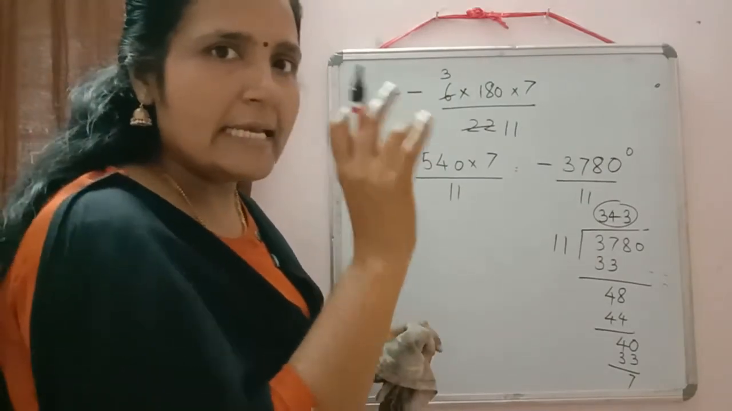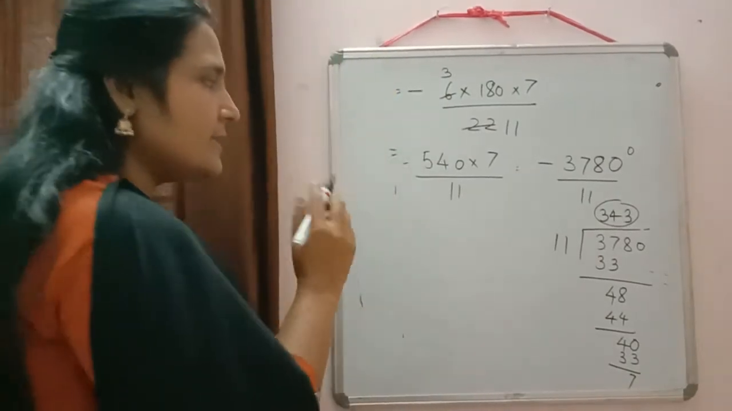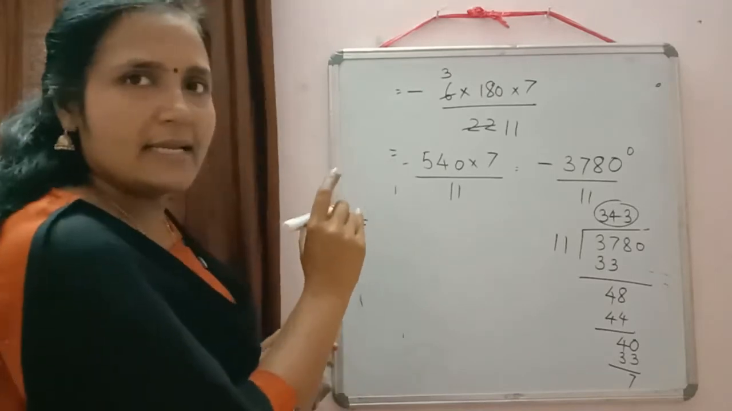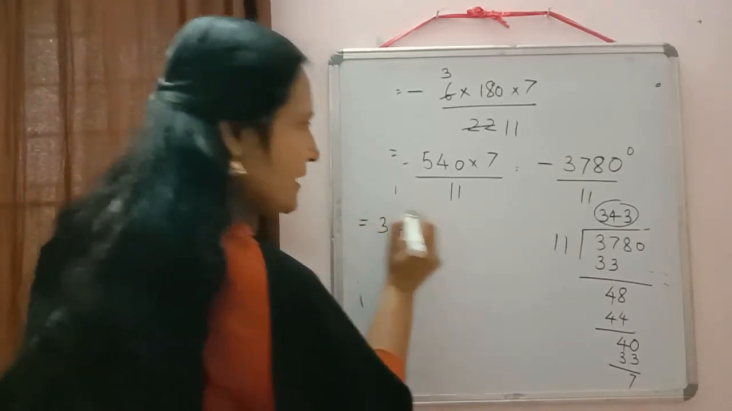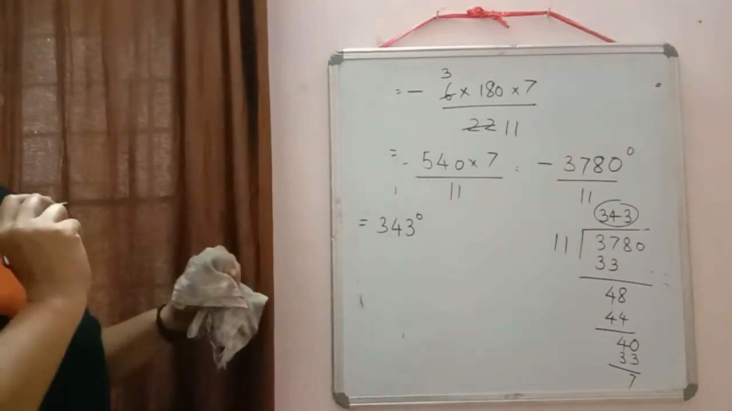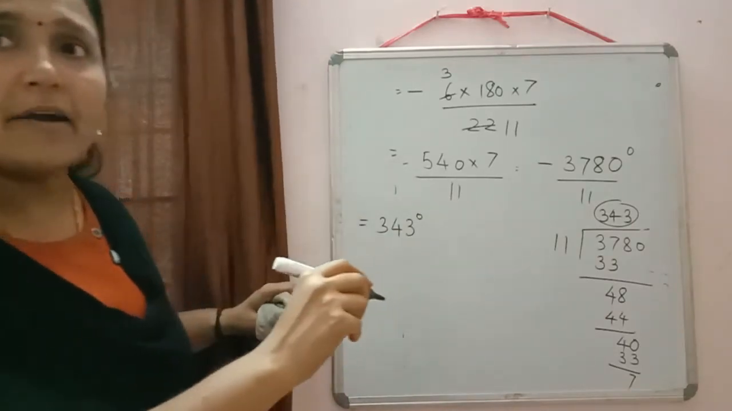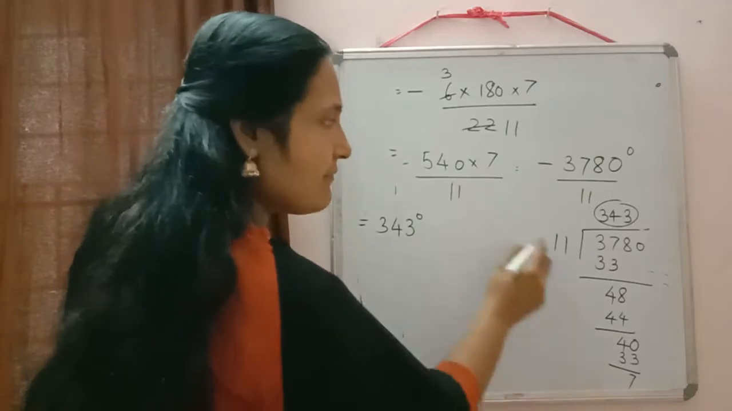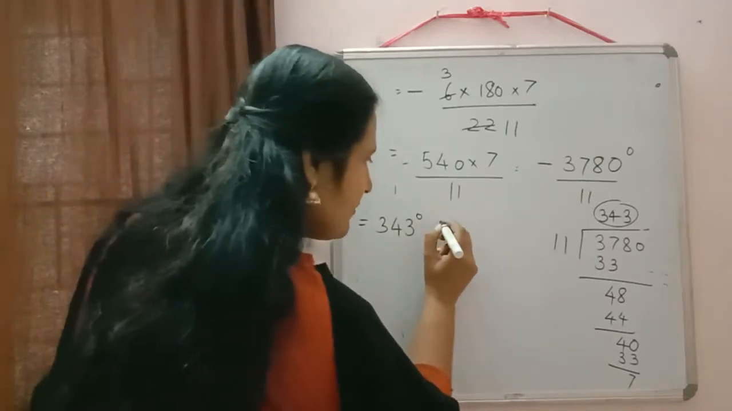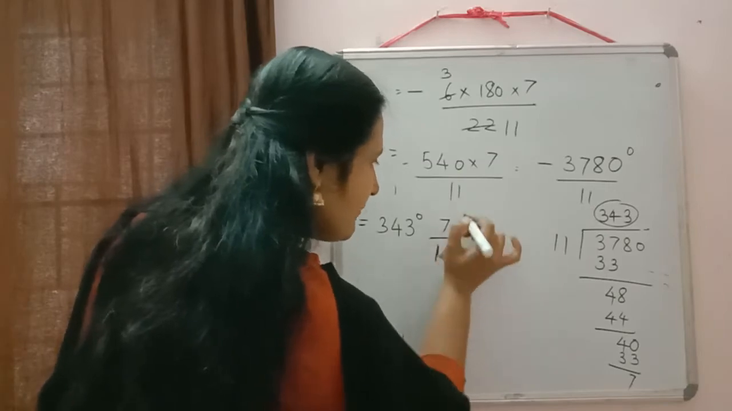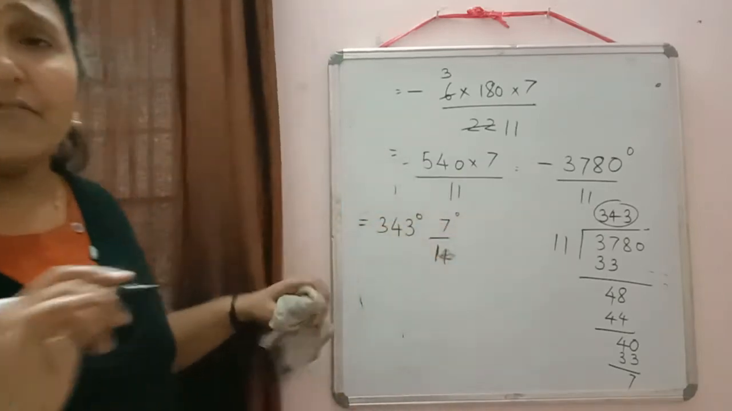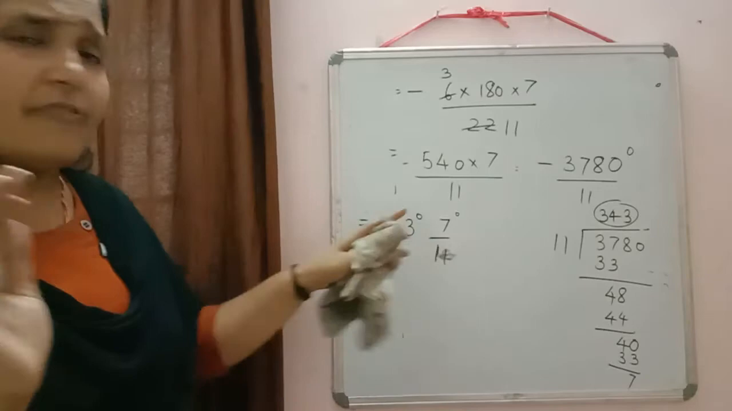When we write in mixed fraction, we write in this way only. First we write the quotient, that is 343 degree. It is complete there. What is the remaining part we have? We have 7 by 11. So here we will write 7 by 11 degree. But degree we do not write in fractions.